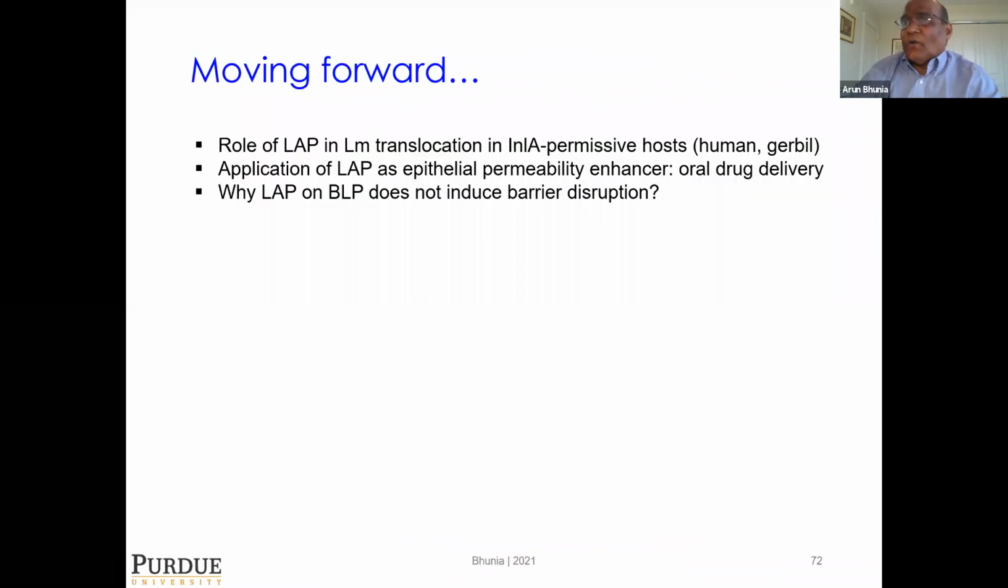So we are looking forward to addressing some of the other questions. Like the role of LAP in LM translocation in an Internalin A permissive host, like a human or gerbil, that's something we are looking into. Can LAP be used as an epithelial permeability enhancer for oral drug delivery? And we have a patent on this, and we've got some funding from Trask to address that question. I think the most important question: why does LAP on BLP not induce barrier disruption? That's one of the obvious questions we receive, and we don't know the answer.